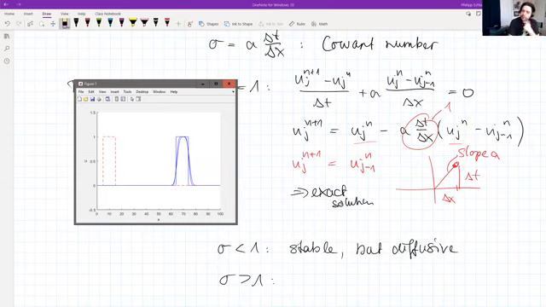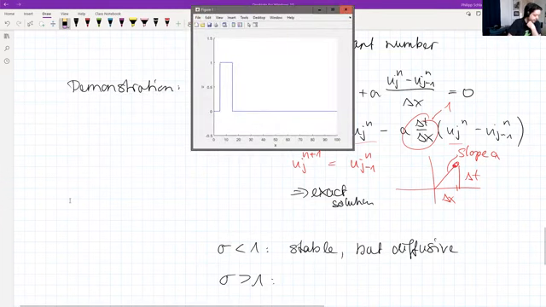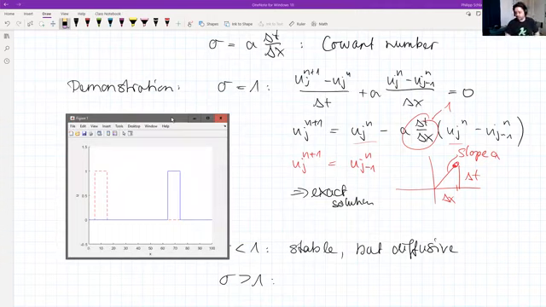Okay, but now the question is, what happens if I choose a sigma which is actually above 1? So one that would be unstable. I clean this once more, and I run sigma being 1, just to have our initial condition. Okay, now it runs. So this is the exact solution, or the solution with sigma being 1.